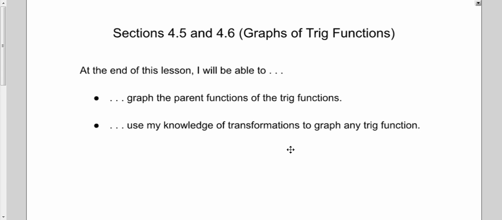Anyhow, so we're doing sections 4.5 to 4.6. My hope is that we will be able to learn how to graph all of the trig functions, all 6, in this class. The homework assignment is not very robust. Tomorrow we'll jump into 4.7, and then we'll have a quiz for 4.5, 4.6, and 4.7 on Friday.